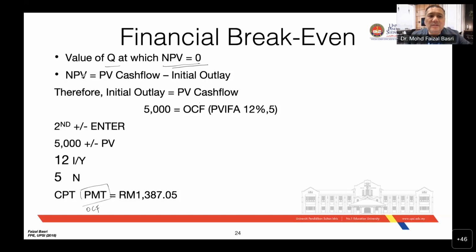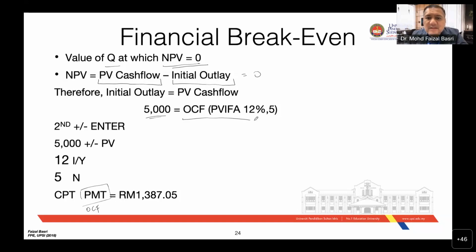But anyway, when we talk about NPV equals zero, the NPV equation is the present value of cash flows minus the IO, the outlay, the initial cost. And like I said, NPV equals zero, right? So meaning the PV of cash flows and also the initial outlay must be the same value. Remember, in this case, the IO is 5,000 ringgit. The cost of the project is 5,000 ringgit.